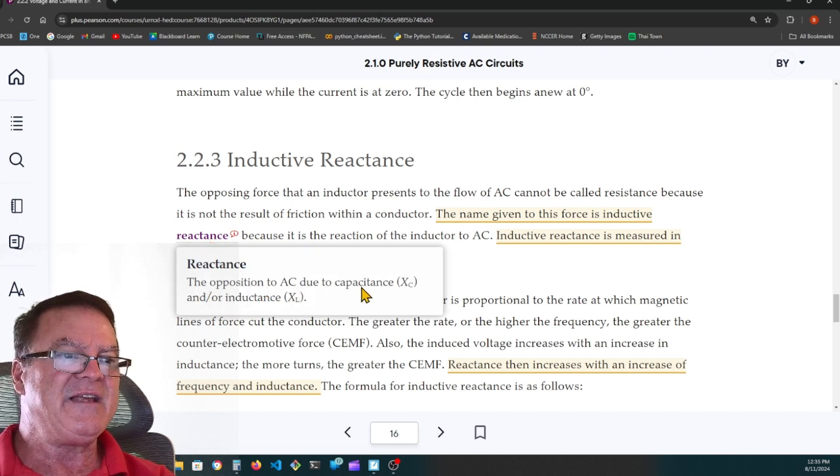The opposition to AC due to the capacitance is X sub C, and due to inductance is X sub L. We read the subscript first. Capacitive reactance, the X is reactance, or inductive reactance, the L is inductance. So inductive reactance, capacitive reactance.